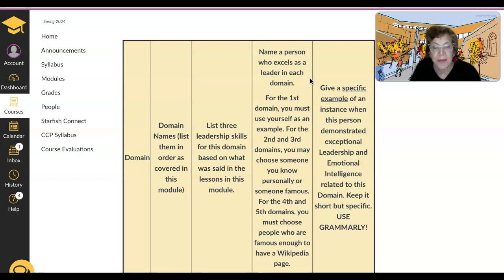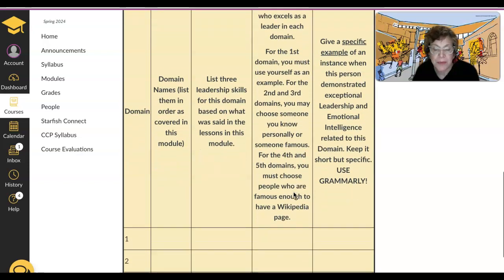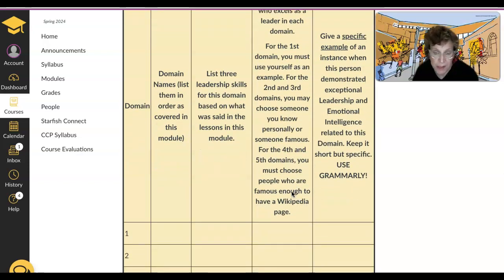Put in the name of someone you know personally, or somebody famous. Lots of people do choose famous people, and they could be people who are living or people who are no longer alive. So historical figures are fine.